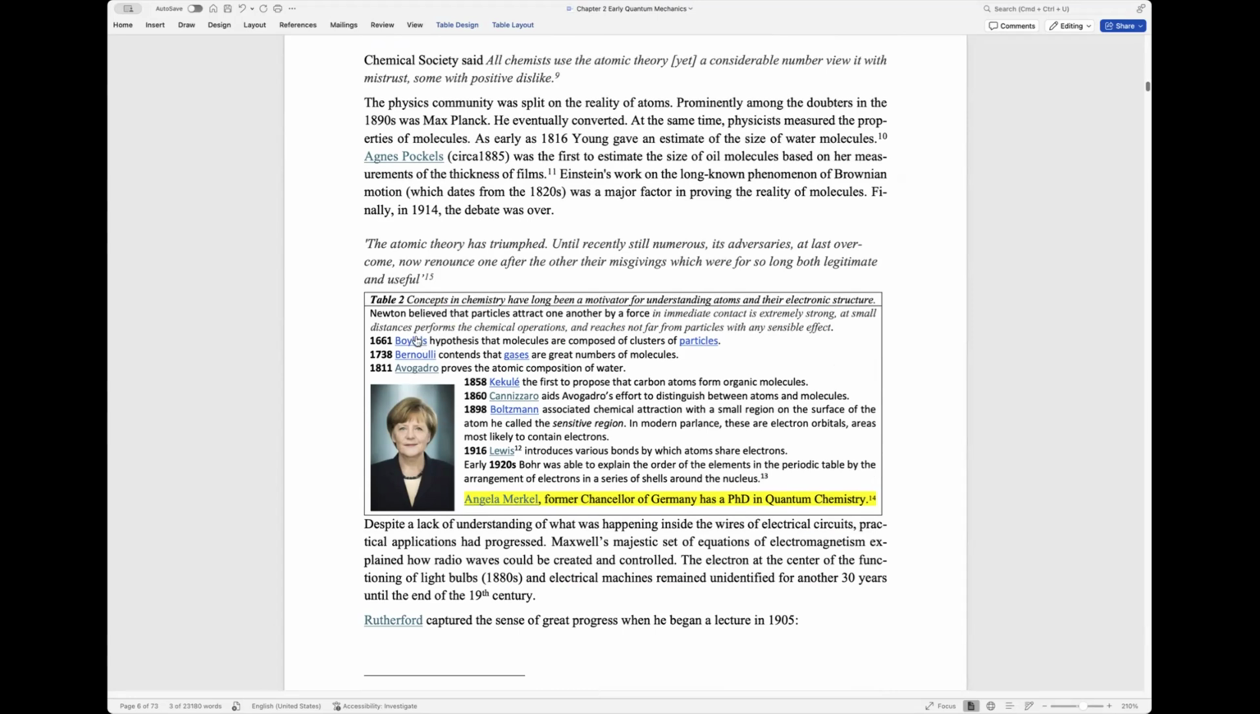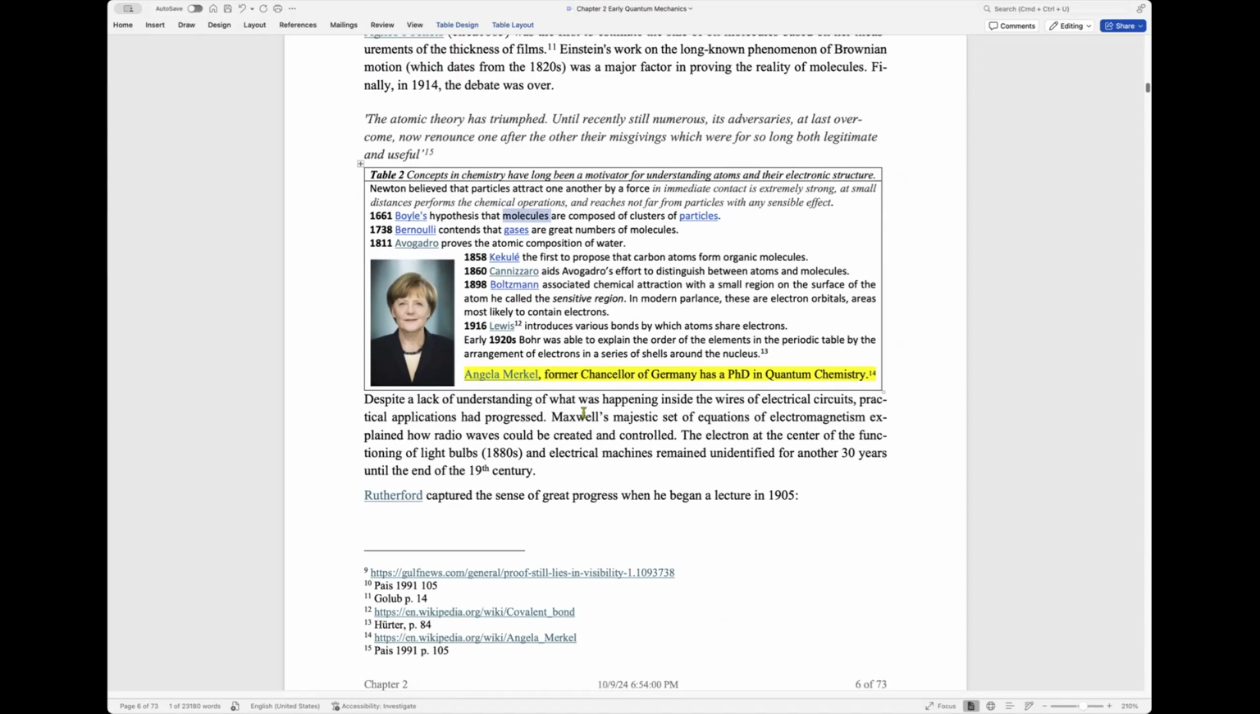Here you see a history of scientists thinking about molecules and atoms, trying to understand the size, the mass, the method that goes on when you assemble molecules. And nowadays we have a topic called quantum chemistry. The former Chancellor of Germany, Angela Merkel, has a PhD in quantum chemistry. This is a branch of science that has one foot in chemistry and one foot in physics.